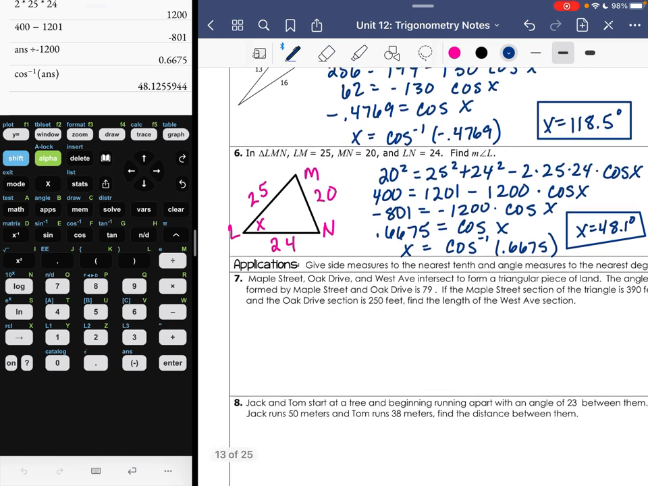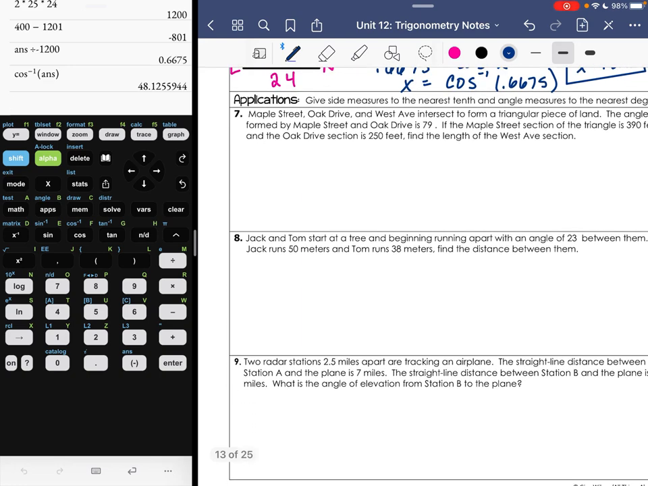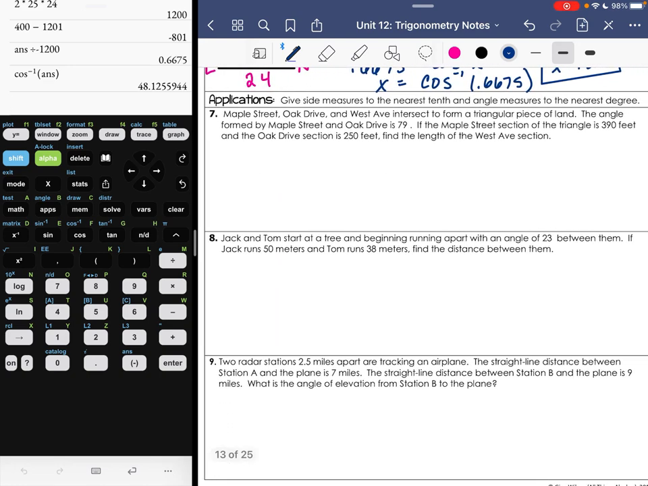Okay, so the last little bit here, we've got 3 problems that are application problems. So kind of, why would you need to have the law of sines or the law of cosines in the real world? So this is asking us to find the side measures to the nearest tenth and the angle measures to the nearest degree. So that's a little bit different than before.